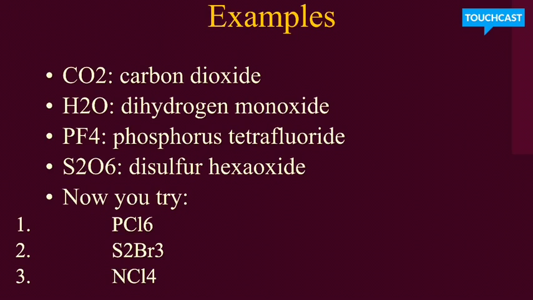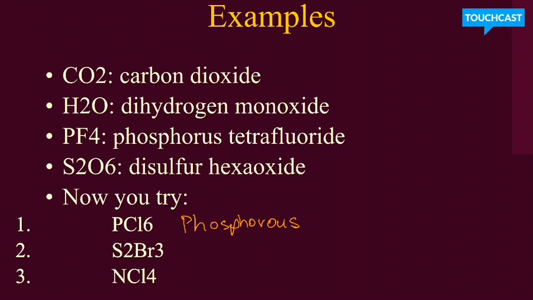All right, so I've got some examples here. We've got carbon dioxide, dihydrogen monoxide, phosphorus tetrafluoride, and disulfur hexaoxide. Why don't we try some of these down below together? So in that first example, you've got phosphorus, but you only have one of them. So you would simply write his name out: phosphorus. All right, because the first element only gets a prefix if there's more than one.